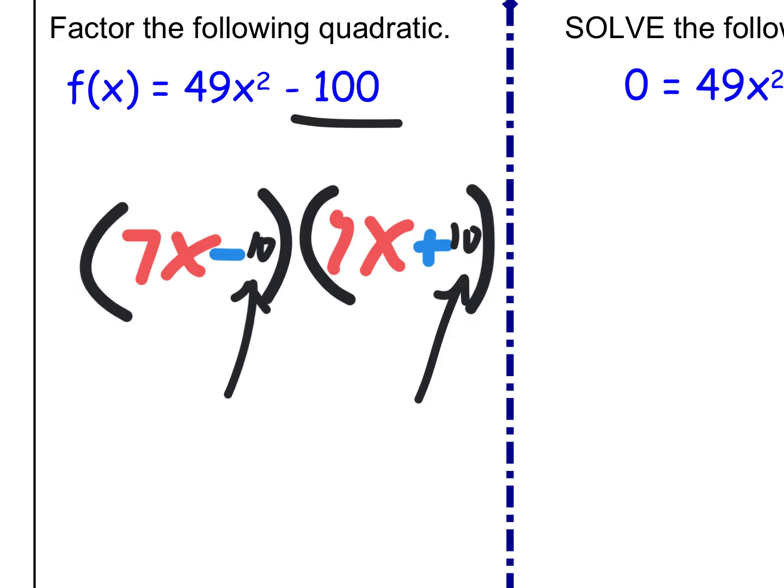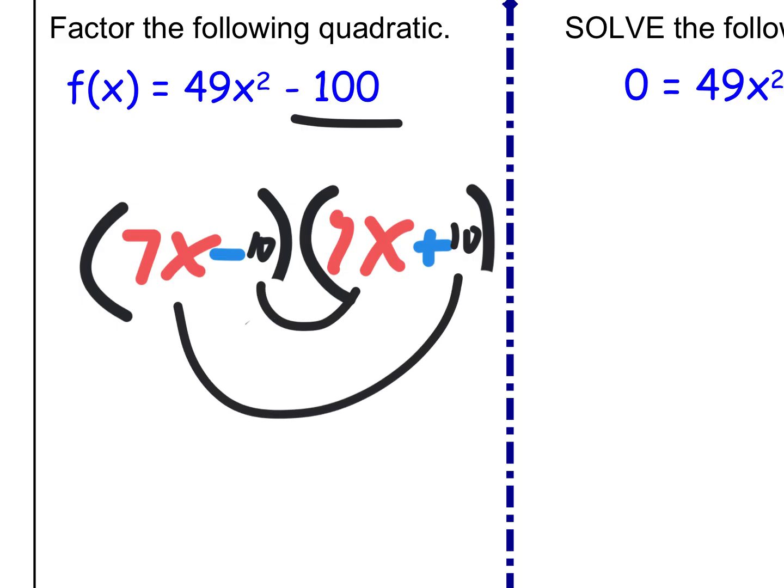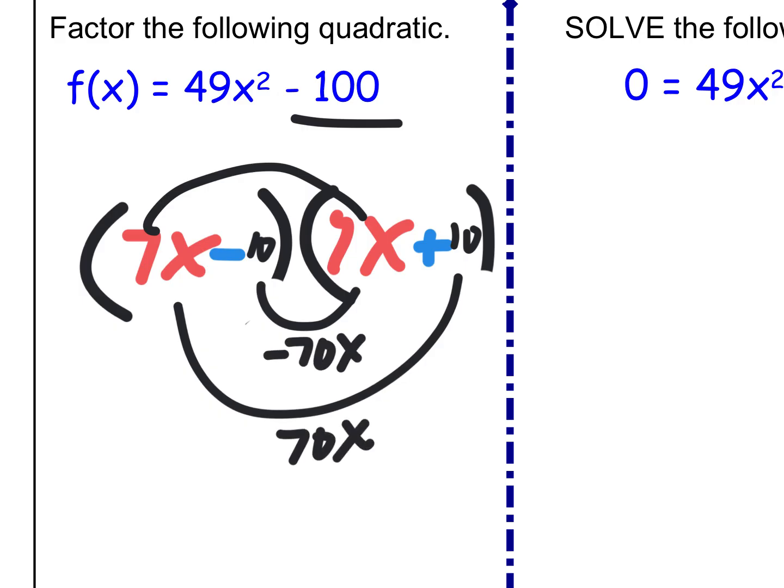All right, cool. Now, if my grade depended on it, which it doesn't right now, this is just practice, but if my grade depended on it, I would totally just real quick multiply this out and make sure that it works. And it's like, oh yeah, the 7x times the 7x makes the 49x squared. The outside and the inside cancel because it's negative 70x and positive 70x. And then this times this makes negative 100. Sweet, I know it works.